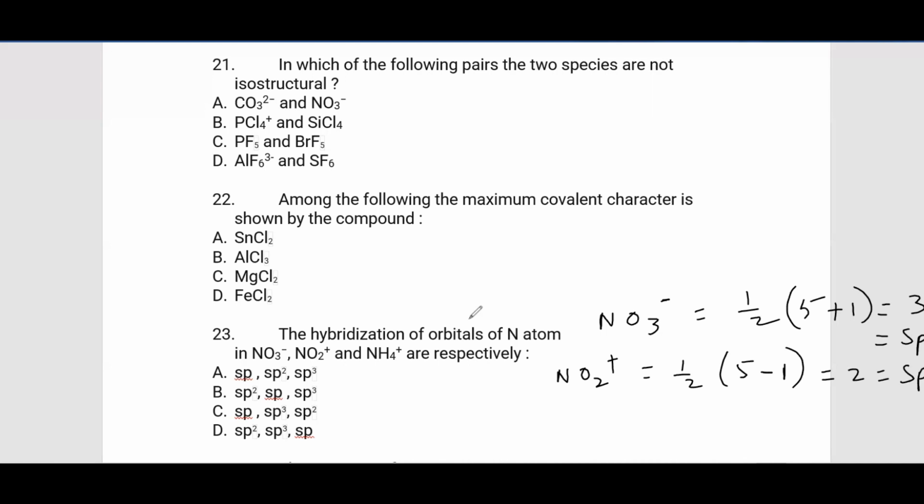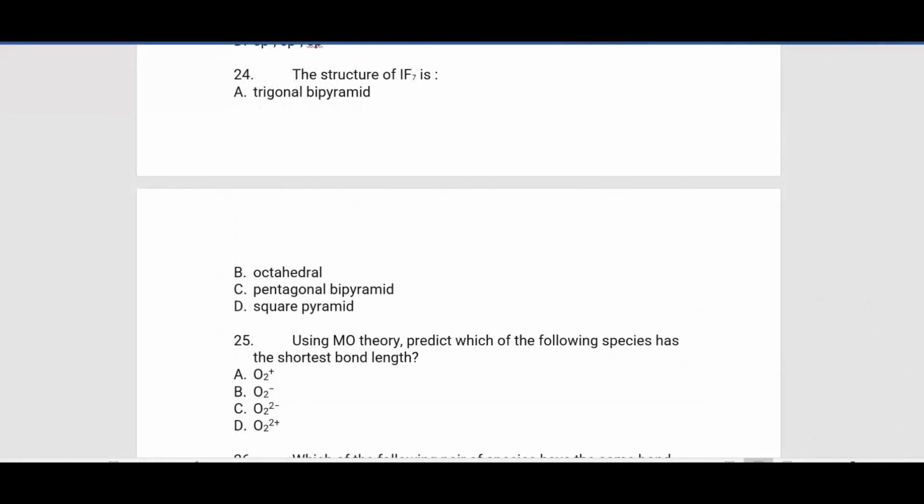And coming to ammonium ion, it is NH4+. So half into number of valence electrons 5 plus hydrogen has monovalent, right? So 4, and plus charge is there. That means it's a cationic charge. So minus 1 here and it would be 8 by 2, it is 4 and it is sp3 hybridization. So our answer is sp2, sp, sp3 respectively, and it is option B.